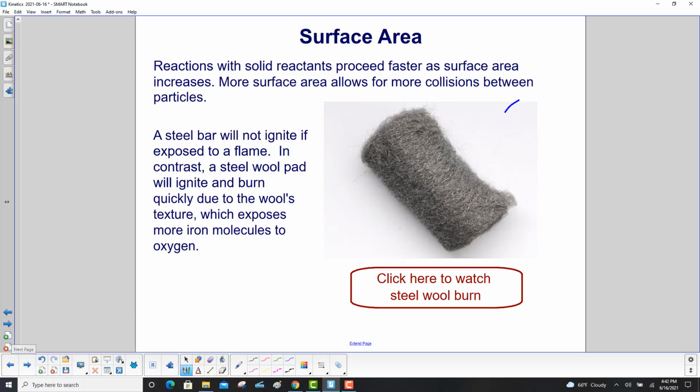Reactions with solid reactants will proceed faster as the surface area increases. More surface area allows for more collisions between particles. A steel bar will not ignite if exposed to a flame. In contrast, that same steel, if it's in the shape of a steel wool pad, will ignite and burn very quickly due to the wool's texture, which exposes more iron molecules to oxygen. And here's a great video to watch steel wool burn.